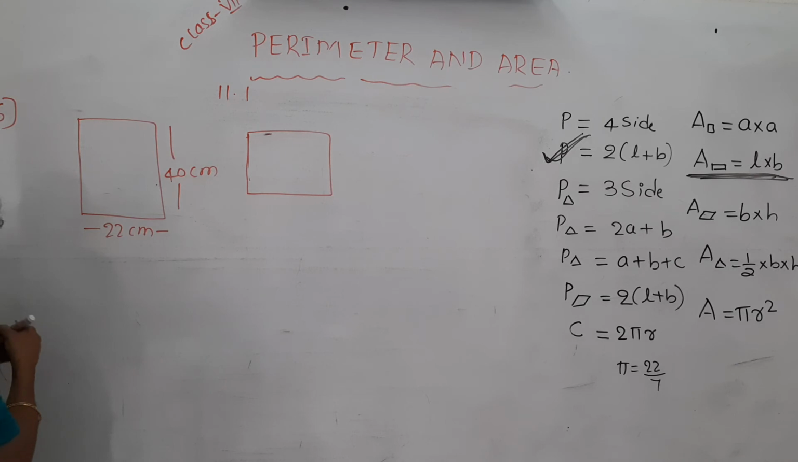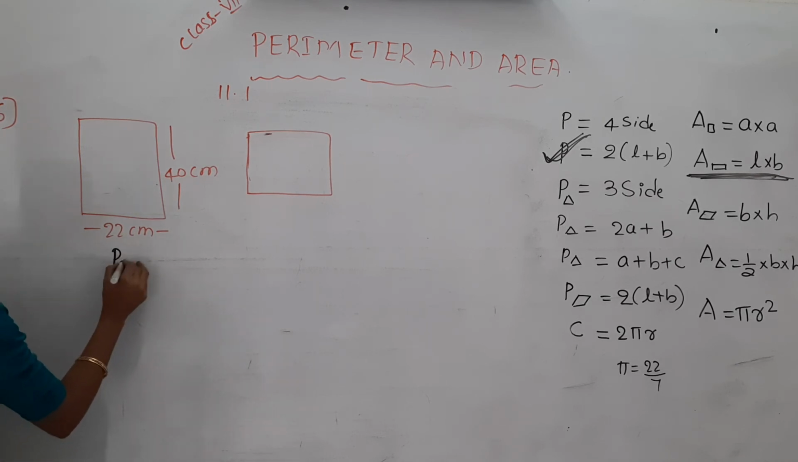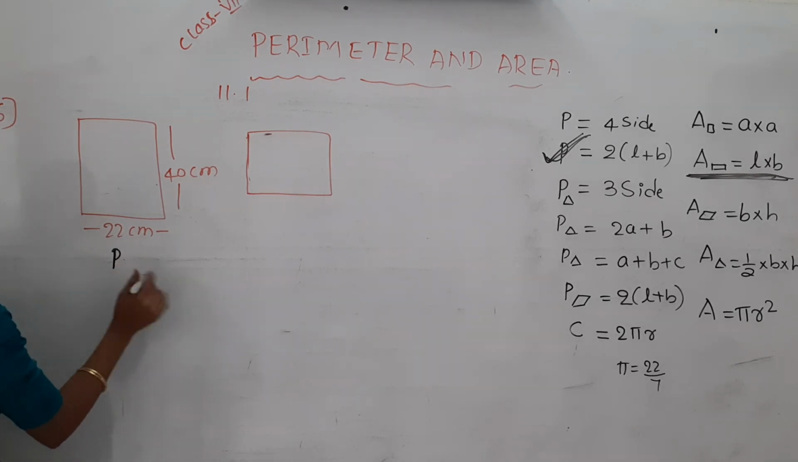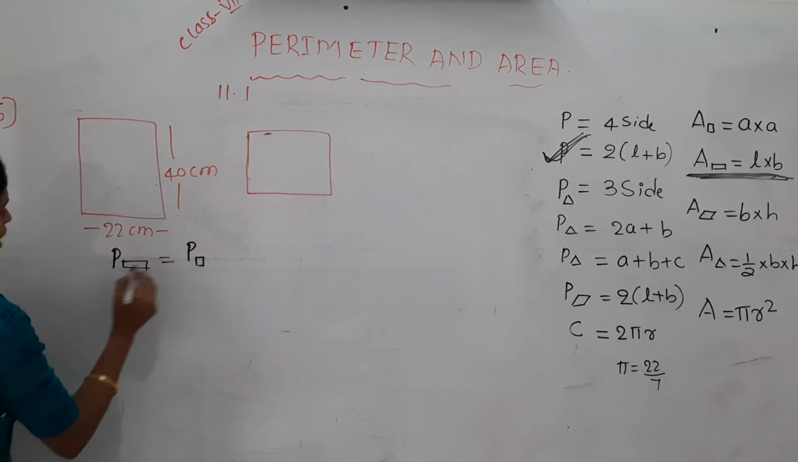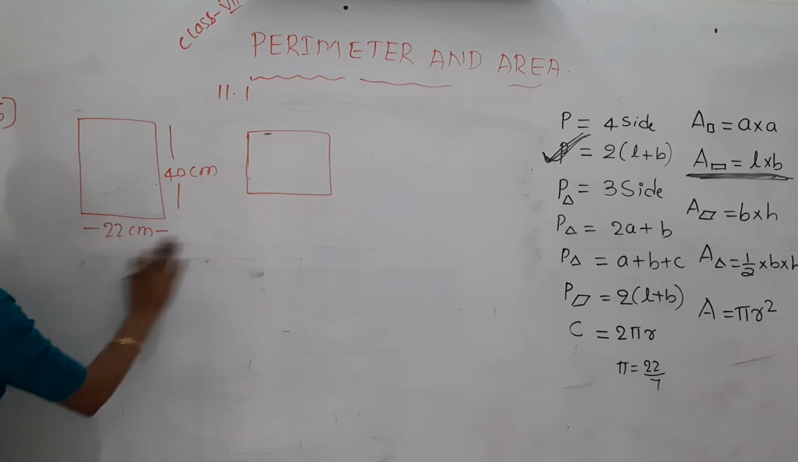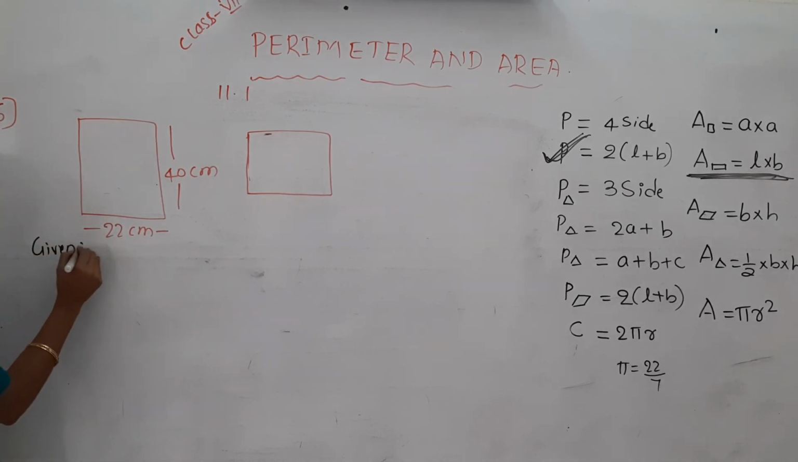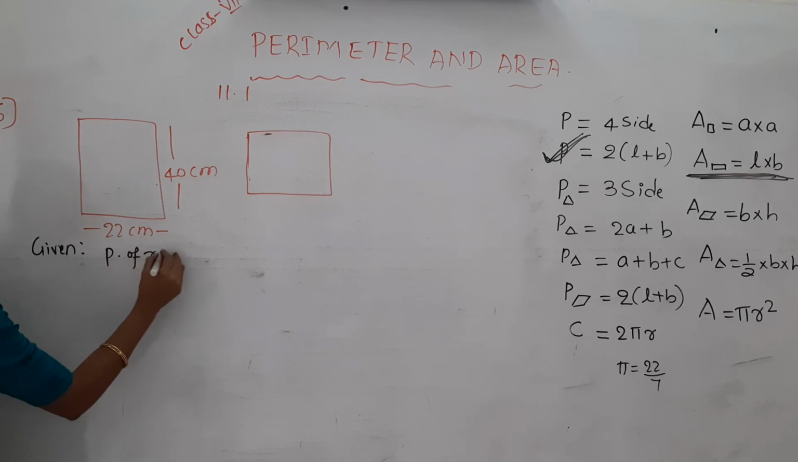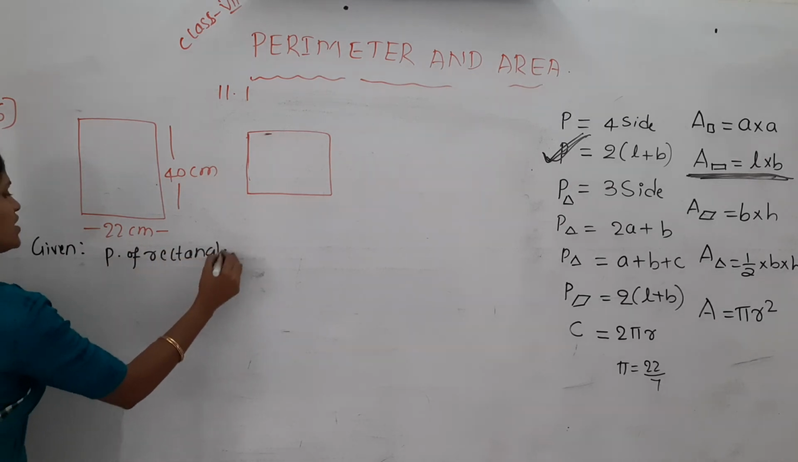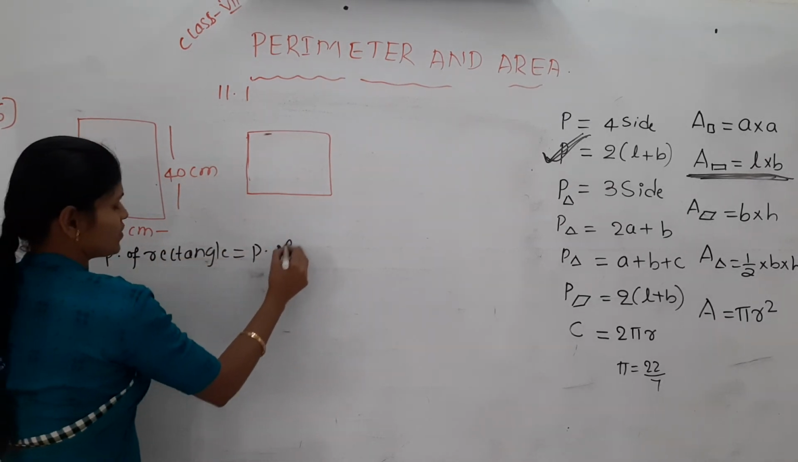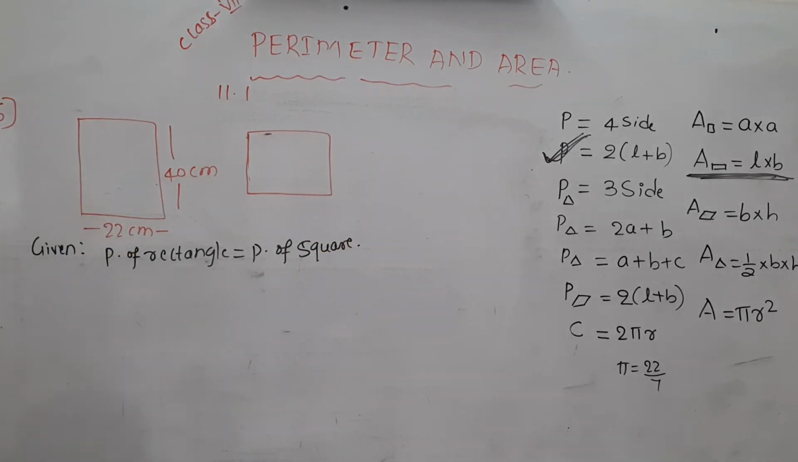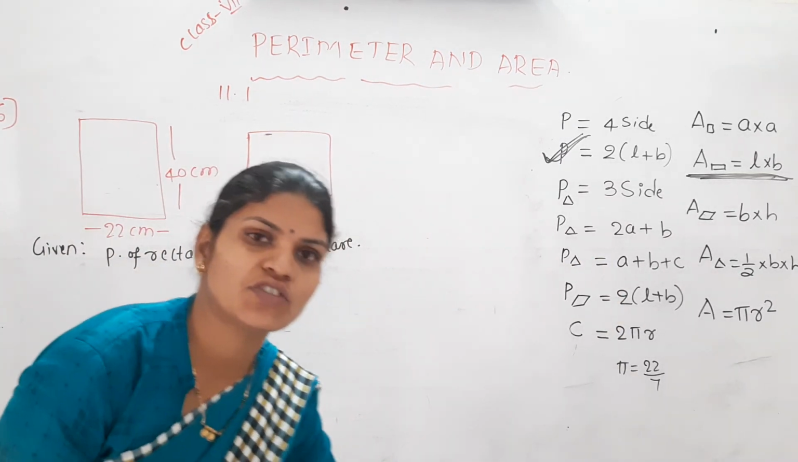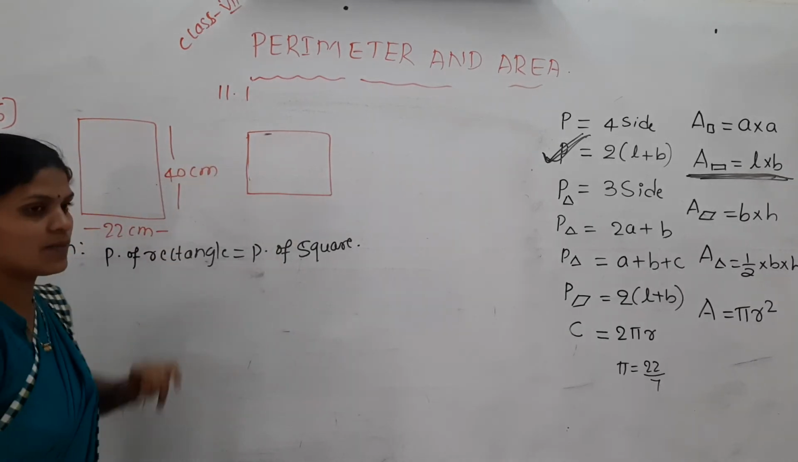So one thing he has given here, indirectly: perimeter of rectangle is equal to the perimeter of the square. Or you can take it as given that perimeter of rectangle is equal to perimeter of square. Same length is rebent, means the same wire is used to form a rectangle as well as a square.